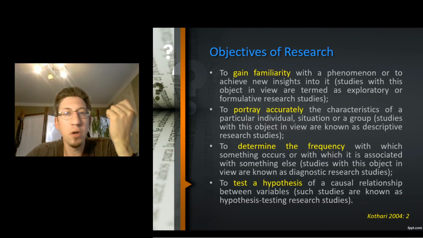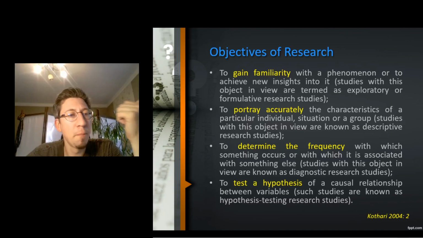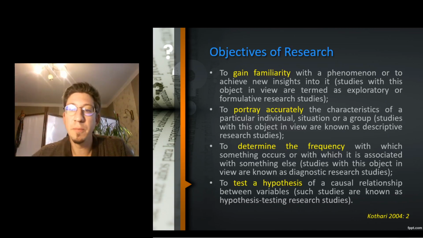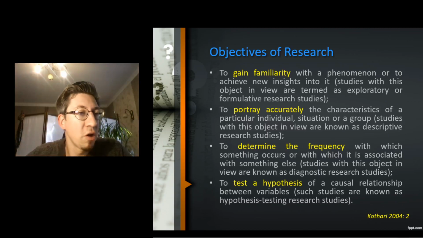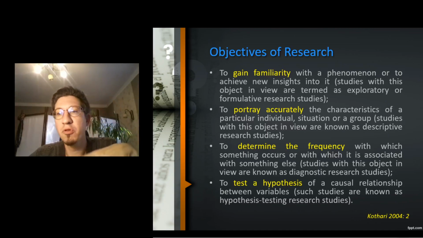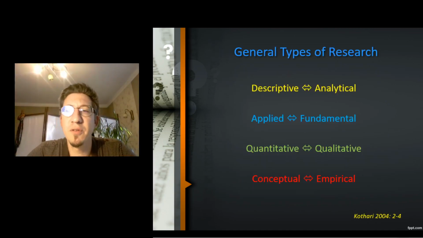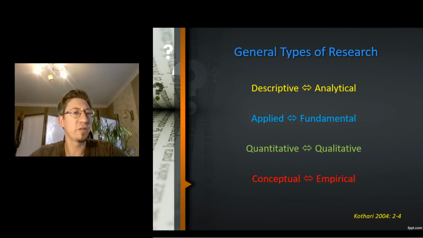The more specific objectives of research are these four. So gaining familiarity with new phenomena, portray them accurately, so gathering data, trying to analyze them, determine how often something happens, this is also very important, and then finally to test the hypothesis. We have an assumption about how reality works, and we do research in order to test if this is true or not. And it's mostly about the last one, but like all of them, in some form or another, appear in research, right?